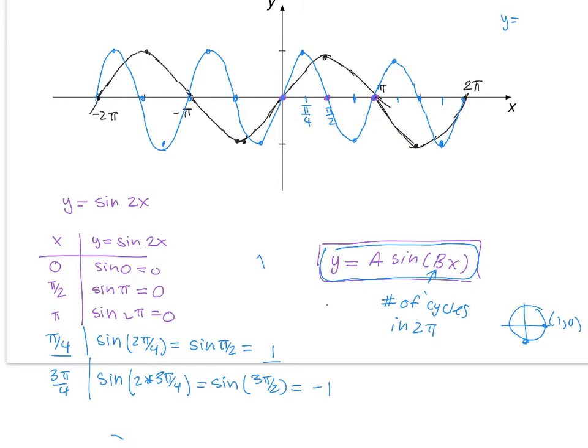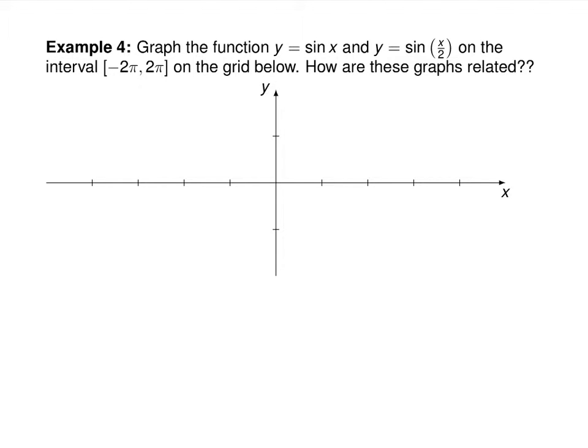Okay, let's try another one of those. If doing 2x sped the oscillations up, what do you think x over 2 is going to do? It's going to slow down. Okay, so let's graph sine of x and then sine x over 2. So sine of x starts at 0, by pi halves you're up at 1, by pi you're down at 0, 3 pi halves we're at -1, 2 pi you're back at 0.